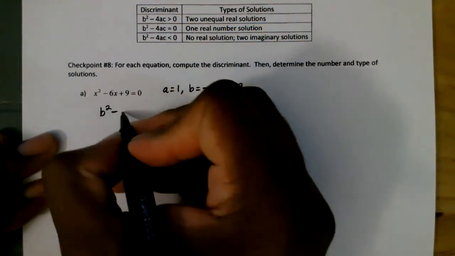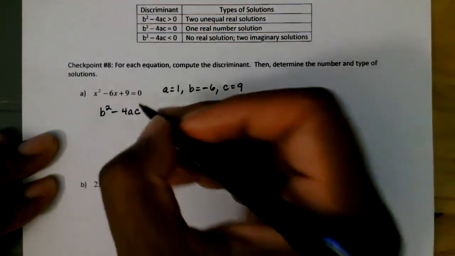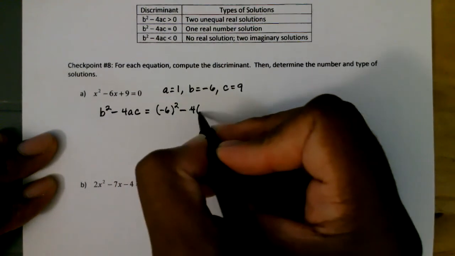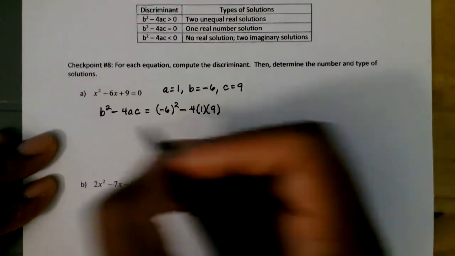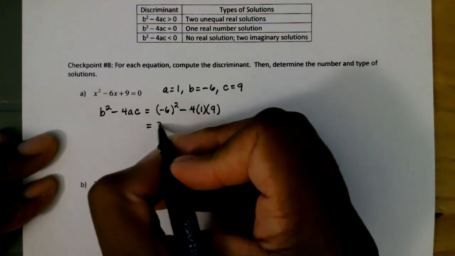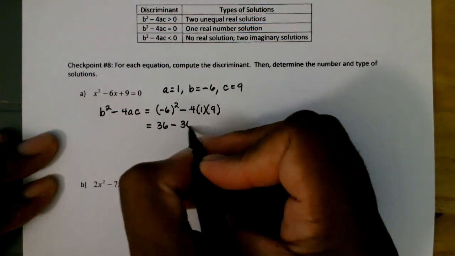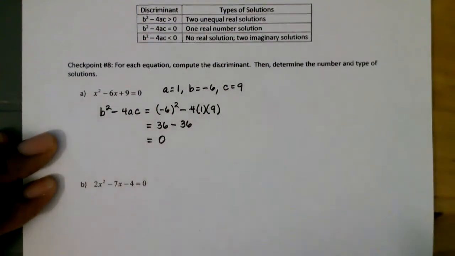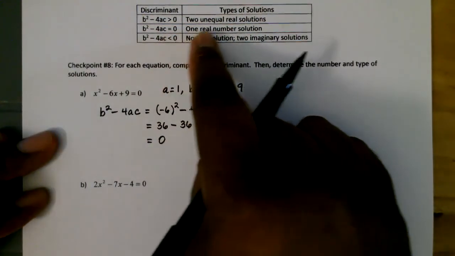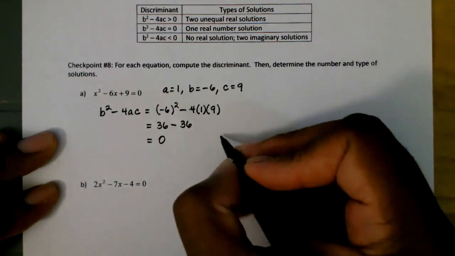So using b squared minus 4ac, substitute the b with -6, that's -6 squared, minus 4 times a, which is 1, times c, which is 9. Square -6, that's -6 times -6, that's 36, minus 4 times 1 times 9, which will be 36. And 36 minus 36 is equal to 0. So here our discriminant is 0. That means that this quadratic equation only has one real number solution.